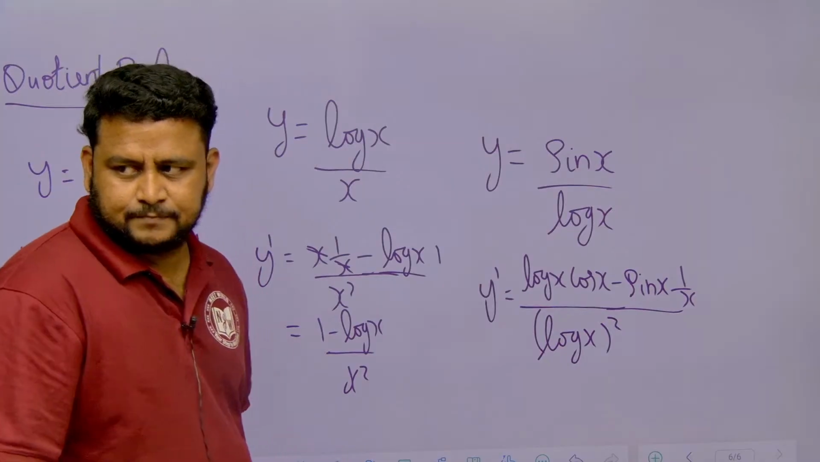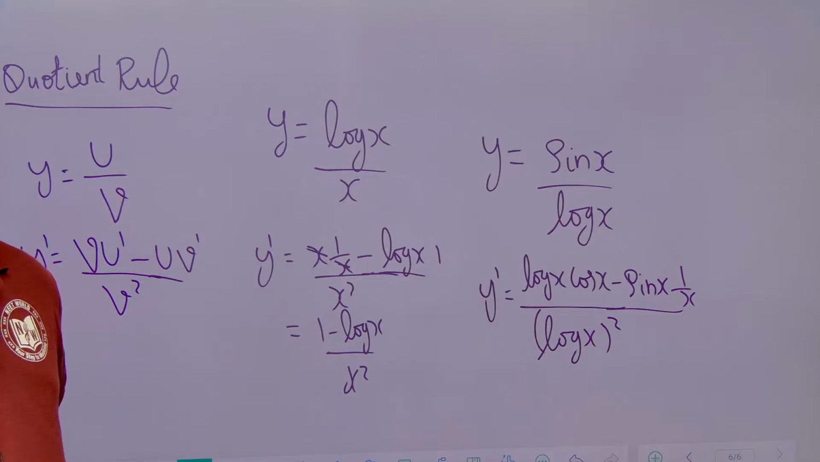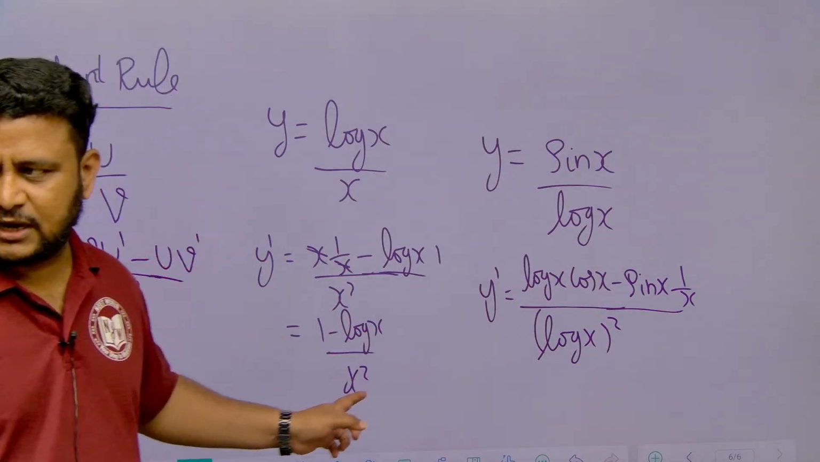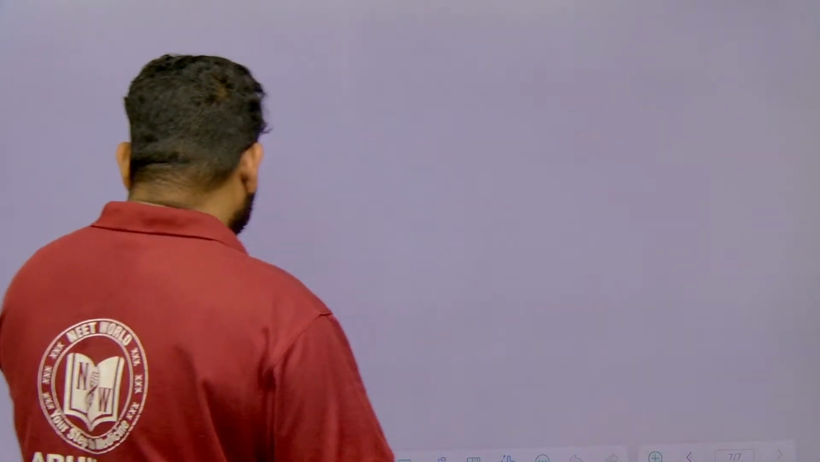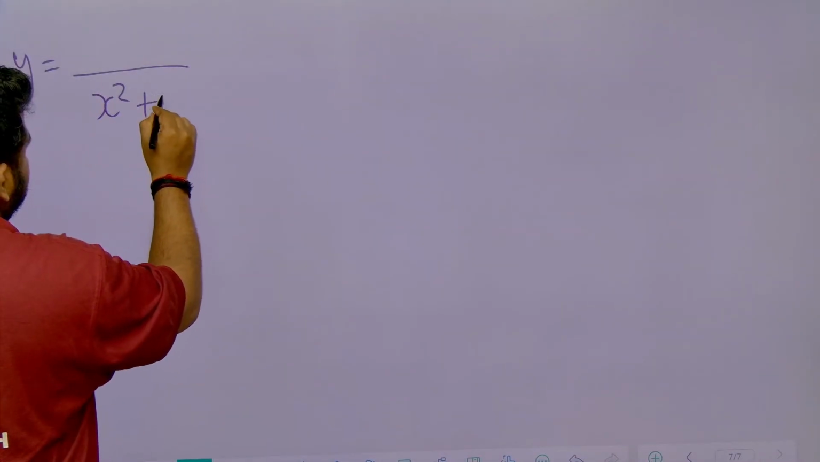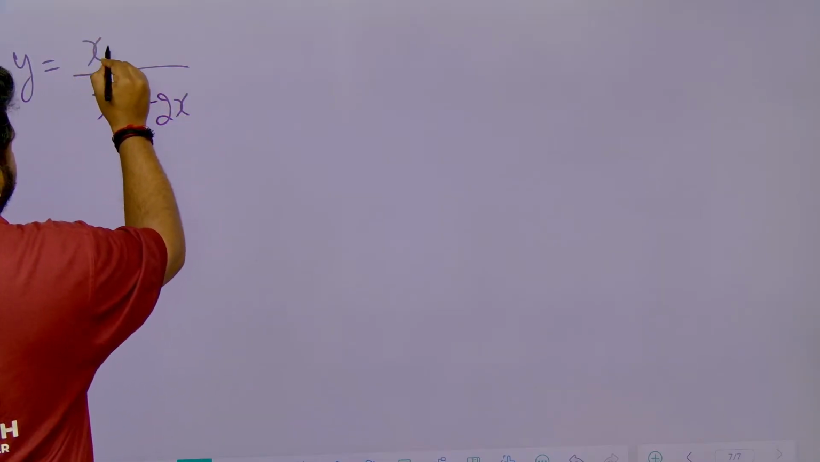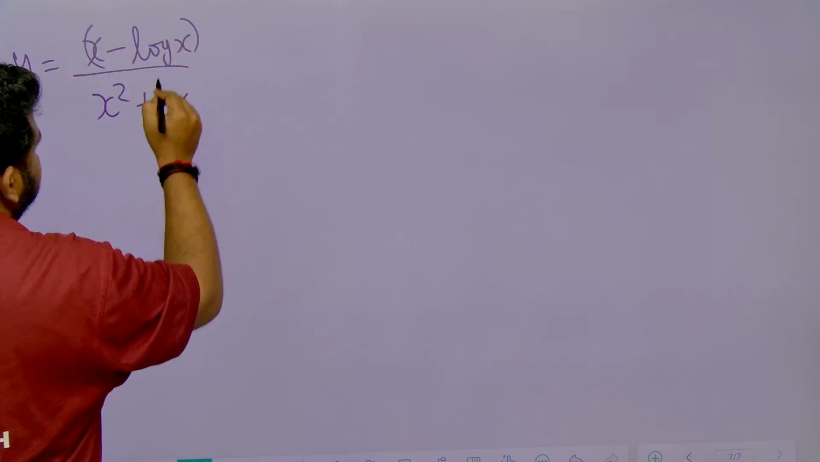Quotient rule. You are able to understand, you both? Okay. Got it, this one? Write down. Okay. Next one. Try this.